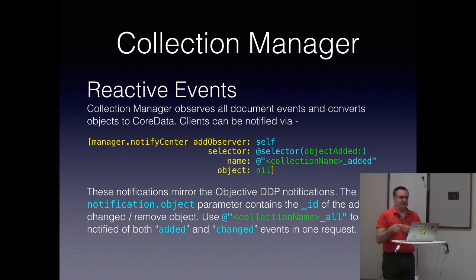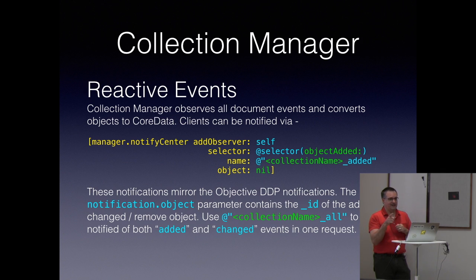Okay, reactive events. So the collection manager has its own notification center. So rather than using the OS's default one, it does all of its broadcasts of stuff happening on a private one. And this is extremely important for one critical reason. If you start listening to the ones that are coming out of ObjectiveDDP, you may get notified of events happening, new objects coming into the system, before the collection manager has a chance to convert them into core data. So you could get a notification saying this document's been updated, and you go looking for it, and the data you get hasn't changed yet because it's still the old copy in the database.